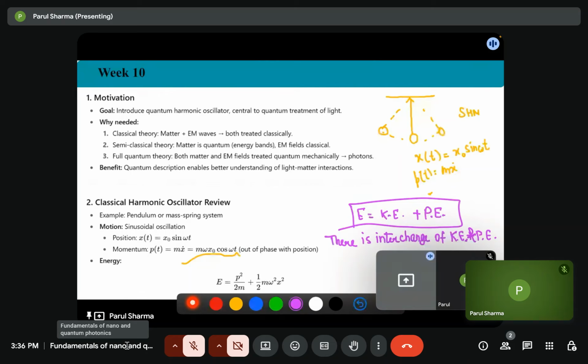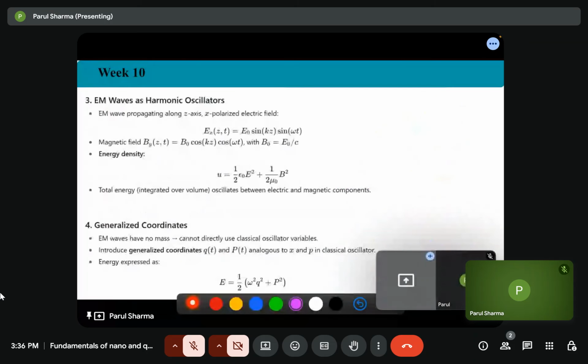So now we want to apply this concept on the light. Light is an electromagnetic wave, and we have both components, that is electric field component and magnetic field component, and the energy will oscillate between electric and magnetic components. Okay, so let's consider a box, so we can describe light as a harmonic oscillator.